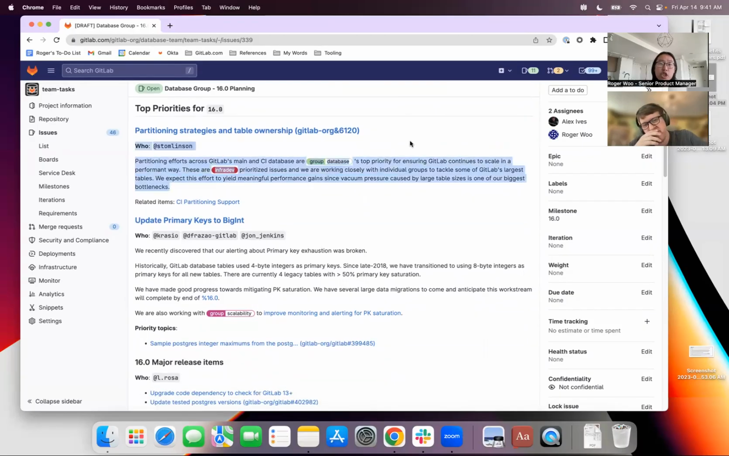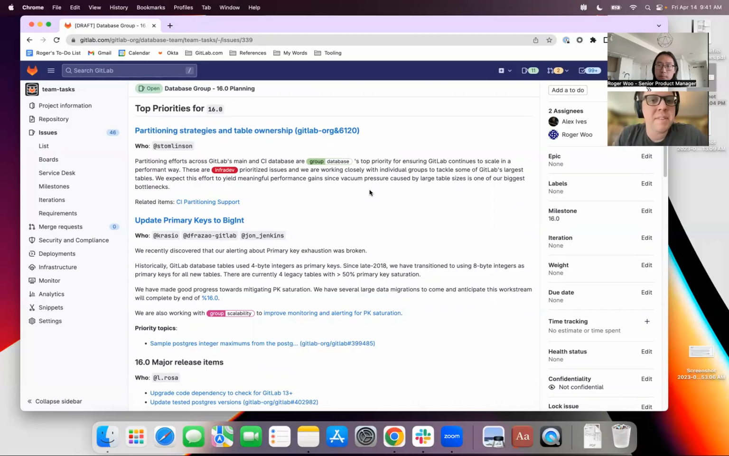So let's jump into some of our top priorities. First up here is partitioning strategies and table ownership. Some of this was already ongoing with the CI database, but it also came out of some of the investigation we recently saw with CPU spikes on our database primary. Alex, do you want to just touch a little bit on why partitioning is such an important area for GitLab's investment?